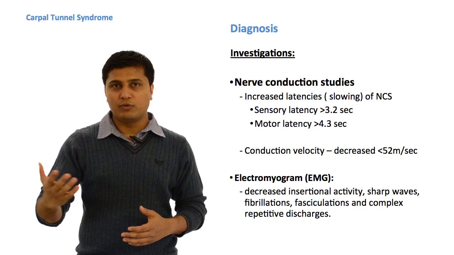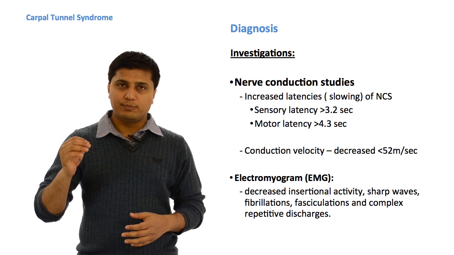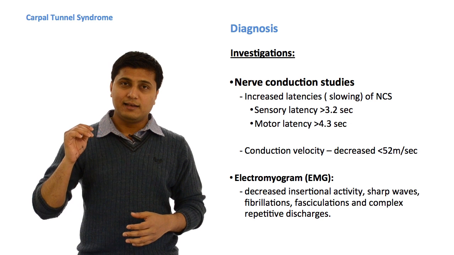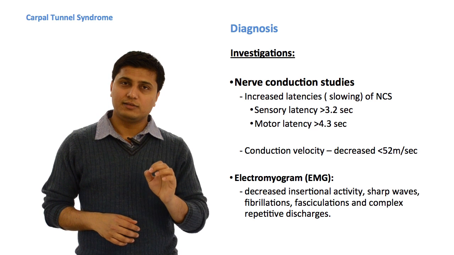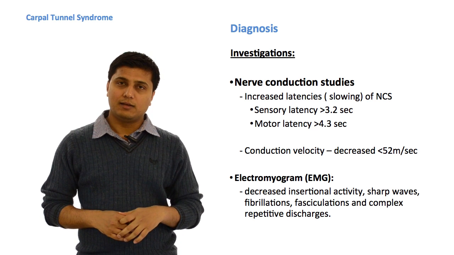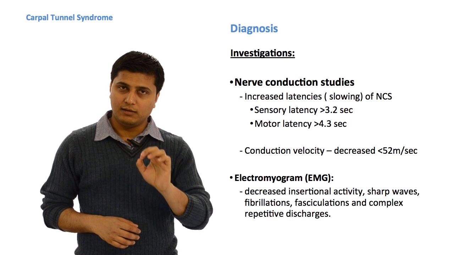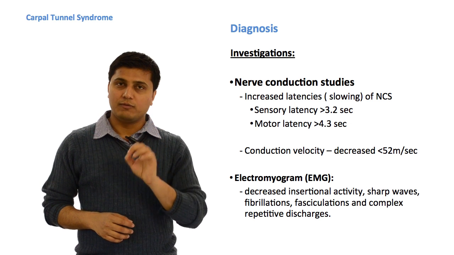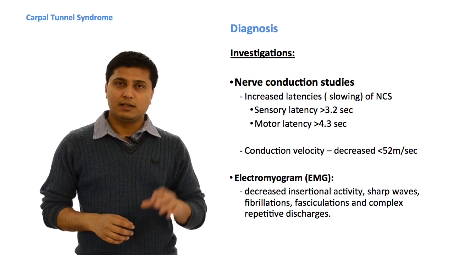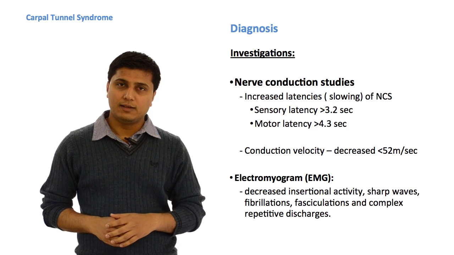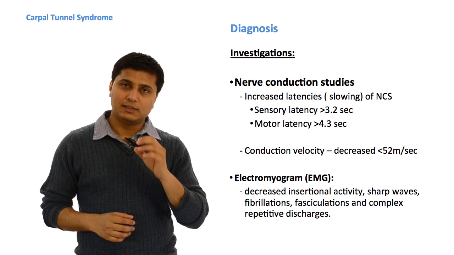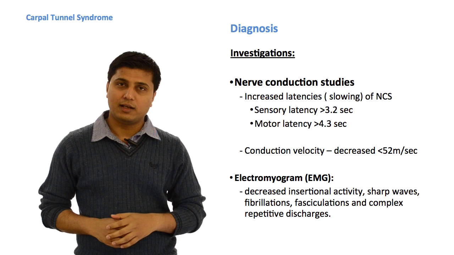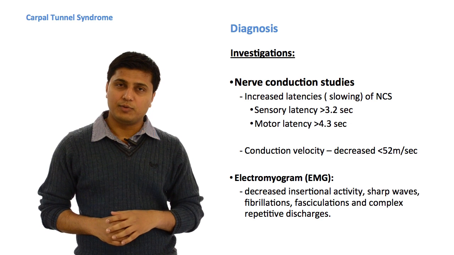If you look into the report of nerve conduction studies, the specific thing you look for is any increased latency. In carpal tunnel syndrome, there is a sensory latency of more than 3.2 milliseconds and a motor latency of more than 4.3 milliseconds, and the conduction velocity is decreased as well. If you look into the EMG report, you have to look for fibrillations, fasciculations, sharp waves, decreased insertional activity, as well as complex repetitive discharges.